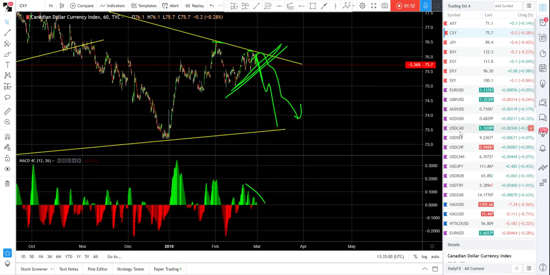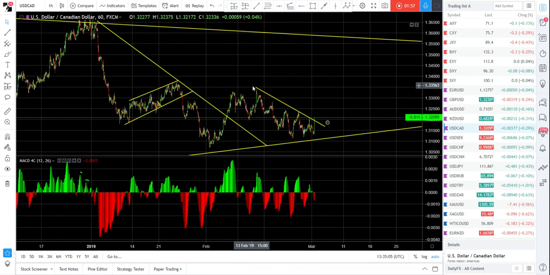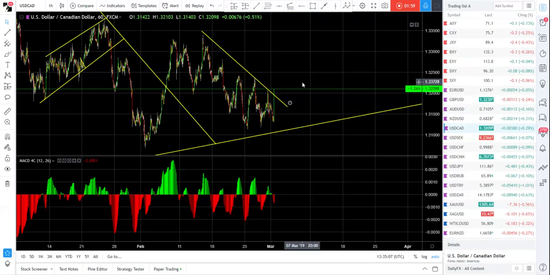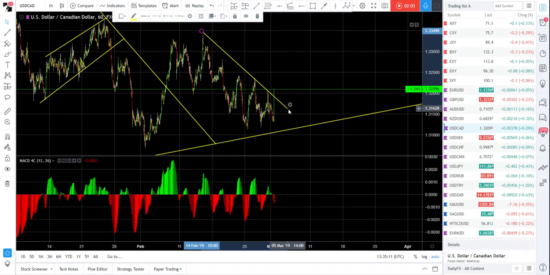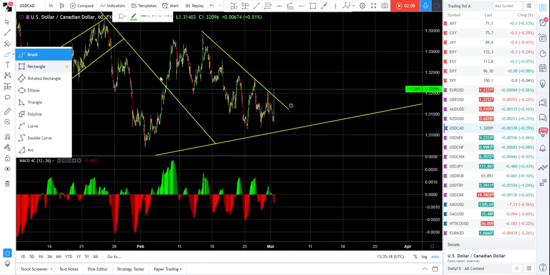Well, if we go and look at what the CAD's doing, there we're having the breakout of that. We've been looking for that. That's why we've just had the alarm line go off there, guys. We're looking for a breakout.